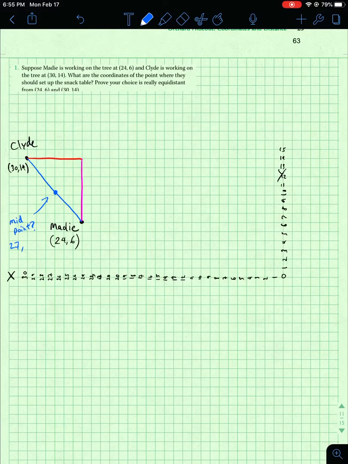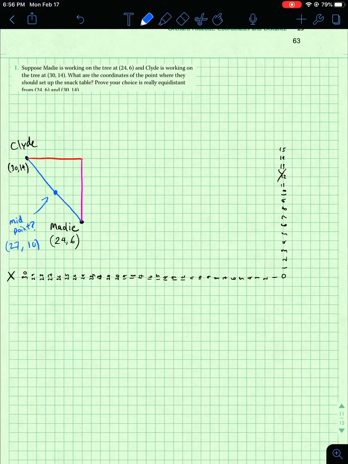27, comma 11. No, 10. Let's see if that's about right. 27, comma 10. Let's see if we can confirm that any more ways.